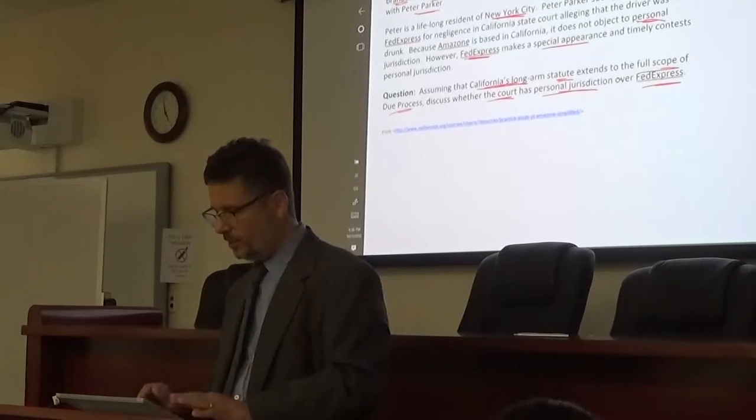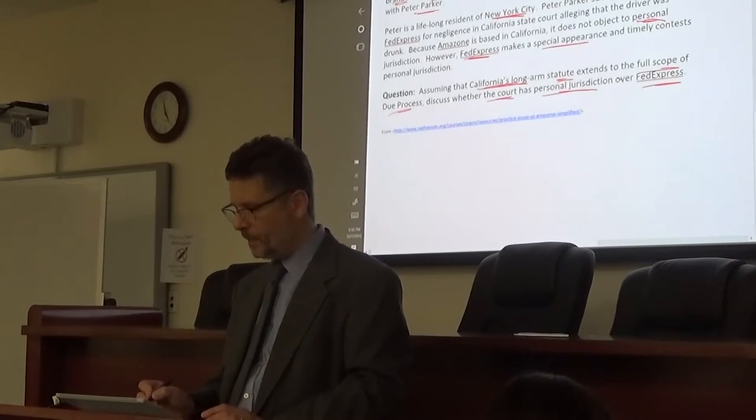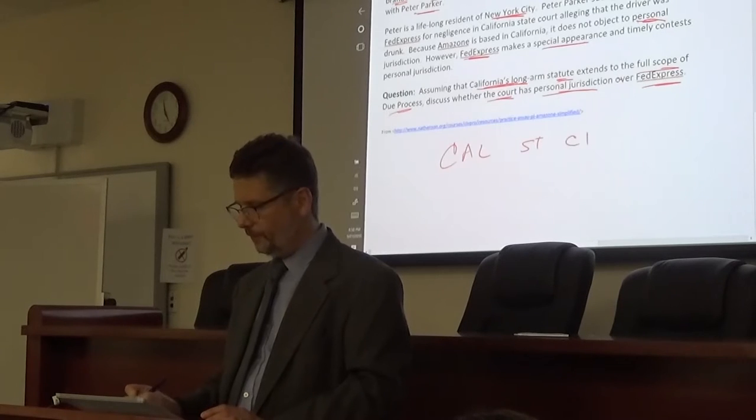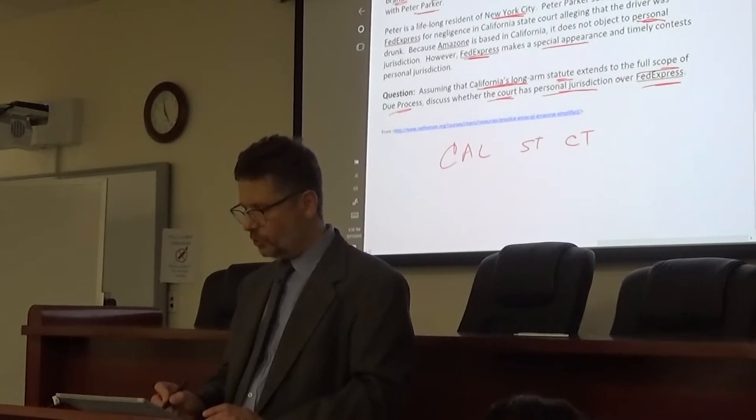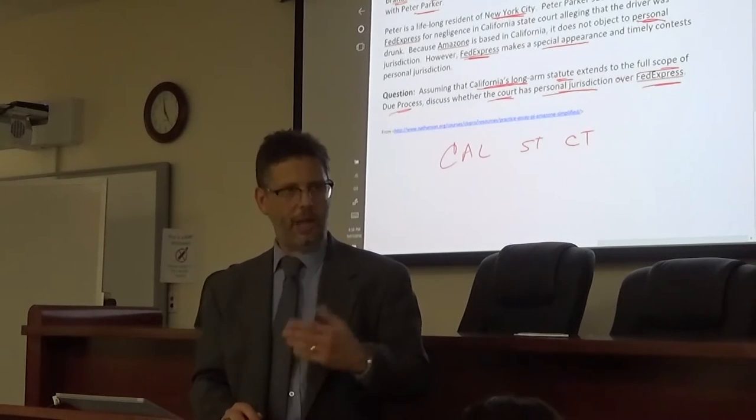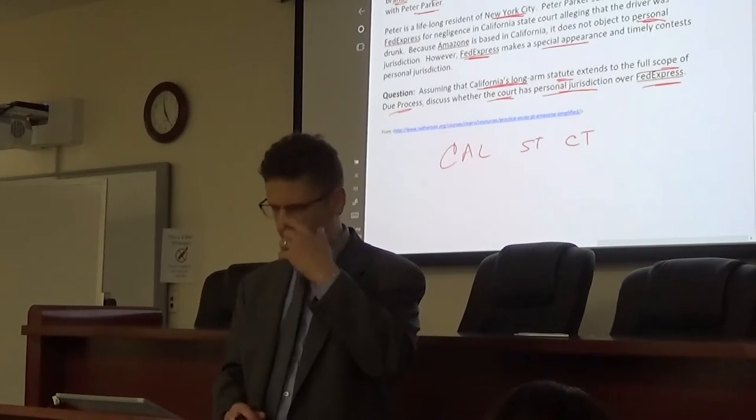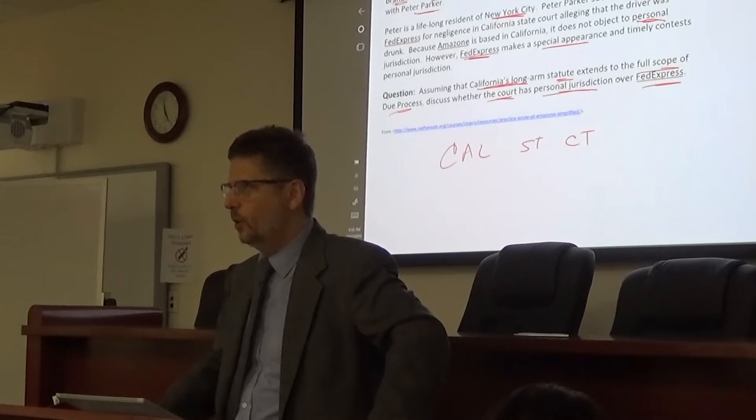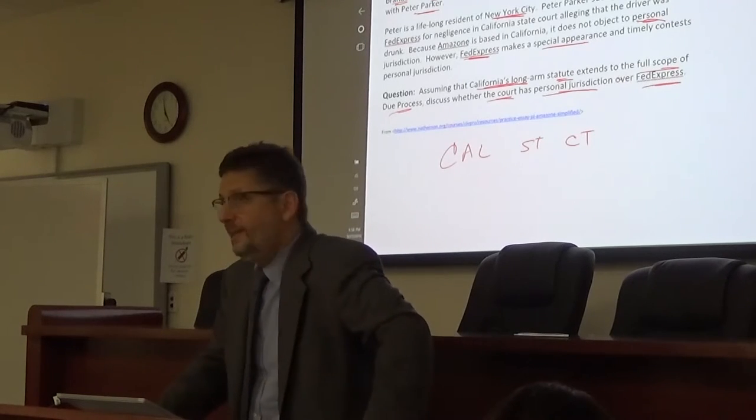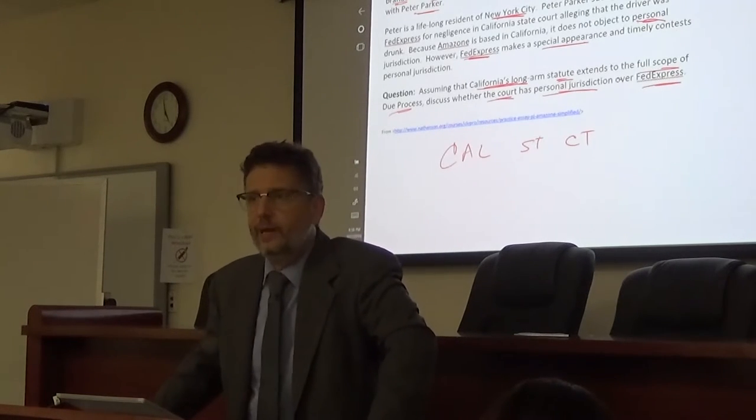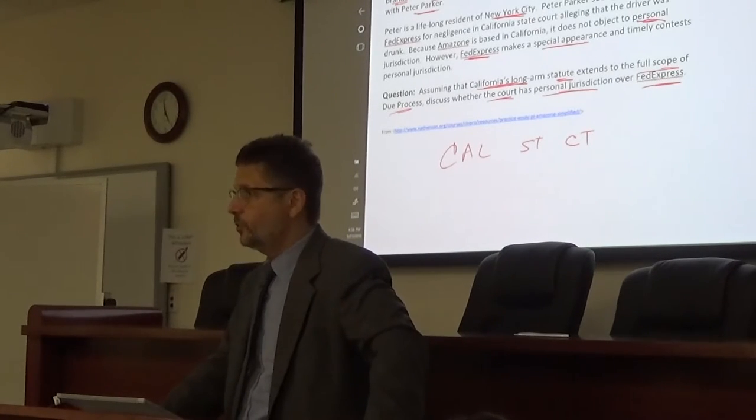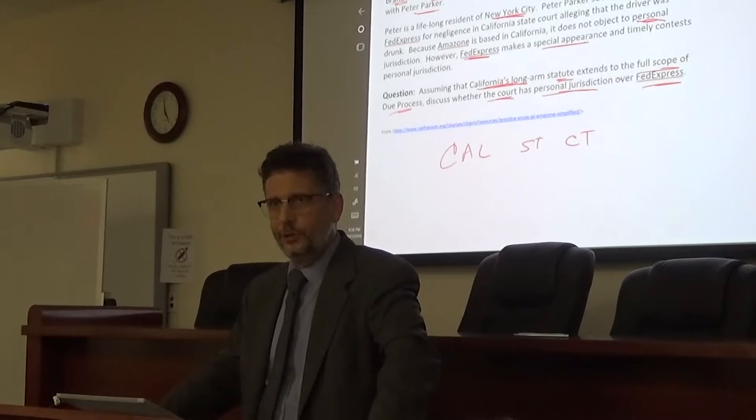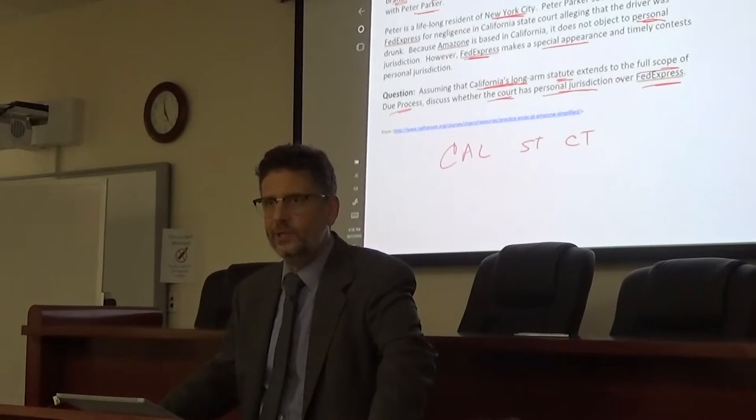All right, so our last thing here goes back to the call of the question, right? Remember, we're in California state court. And it says, assuming that California's long-arm statute extends the full scope of due process, blah, blah, blah, discuss whether there's PJ over Amazon. Well, I then just gave you information about California's long-arm statute, right? And we talked about enumerated versus unenumerated long-arm statutes. We'll talk about that more in a couple minutes.